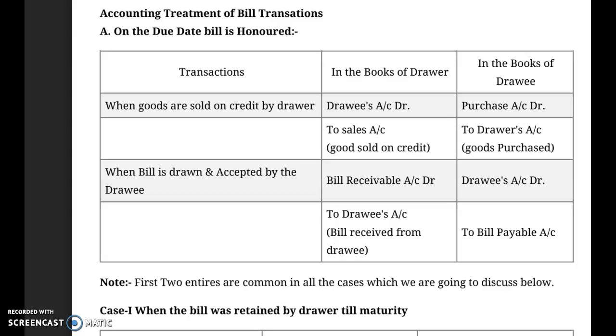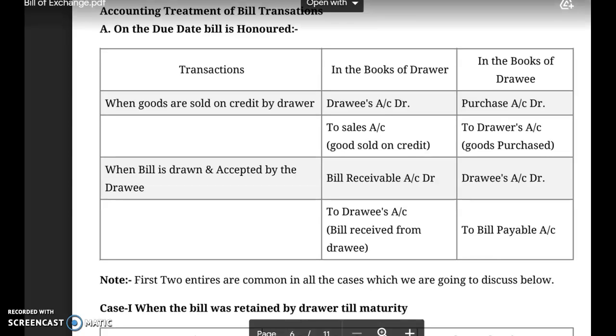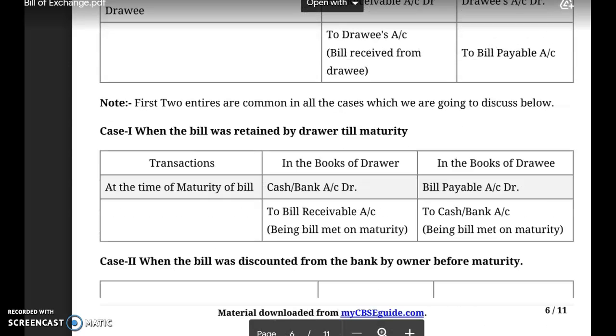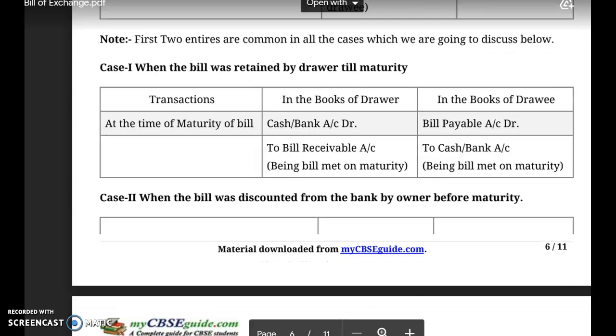Now when the bill becomes mature, or on the due date when the payment of the bill has been received, what journal entry is to be recorded? Please understand here in the second entry. Case 1: when the bill was retained by the drawer till the due date. What it means, understand that there are different cases of the uses of the bill. So the first case is when the bill was retained by the drawer till maturity. It means neither is the bill discounted from the bank, nor endorsed to a third party, nor sent to the bank for collection.